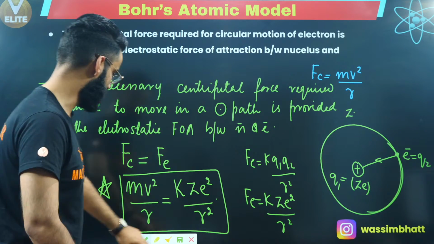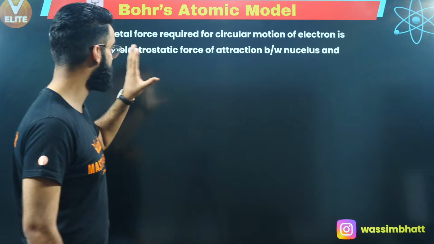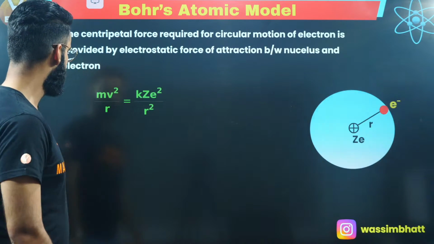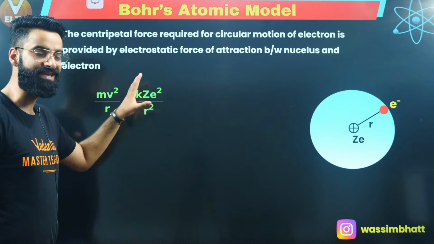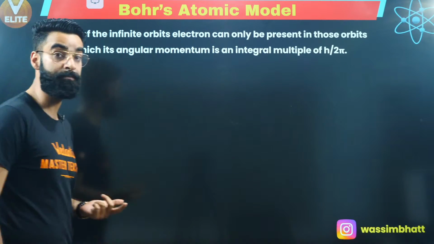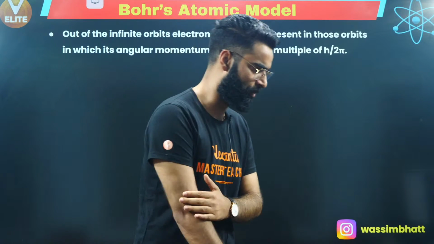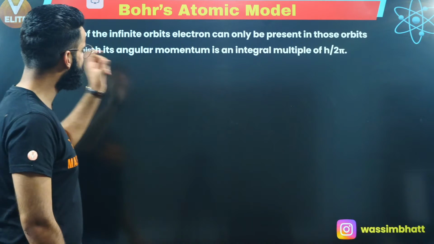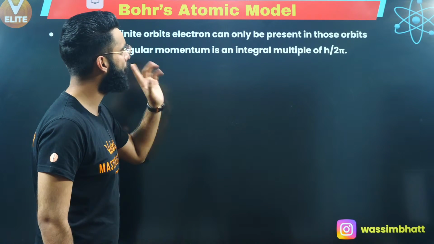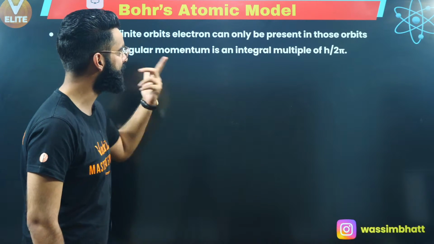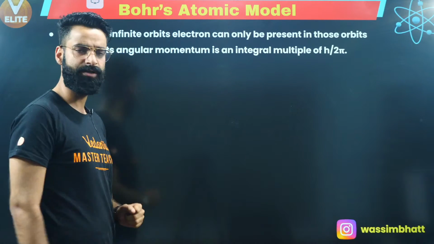Perfect, guys. Let's move on. This was one important statement as far as Bohr's model is concerned, right? So mv square divided by r is equal to K Ze square divided by r square, right? Now, one more important postulate about Bohr's model. What is it going to be? Have a look. Out of the infinite orbits, the electron can only be present in those orbits in which its angular momentum is an integral multiple of h upon 2 pi.